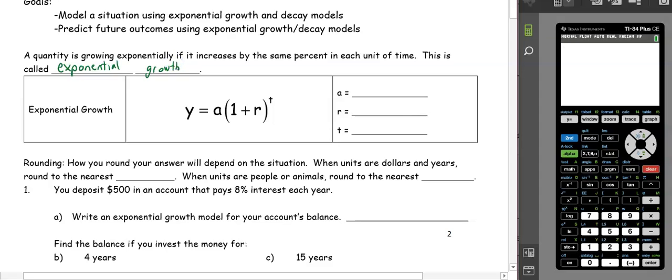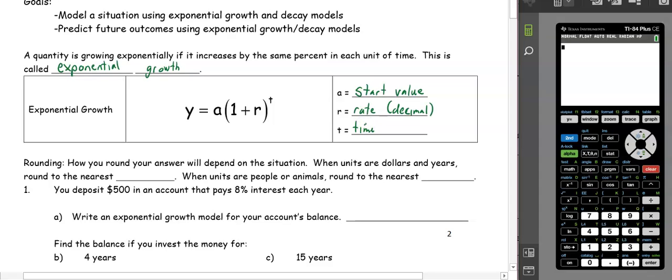In exponential growth, our equation is y equals a times the quantity 1 plus r to the t power. A is going to represent our start value. R is going to represent our rate, that is always as a decimal. And t is going to represent our time.